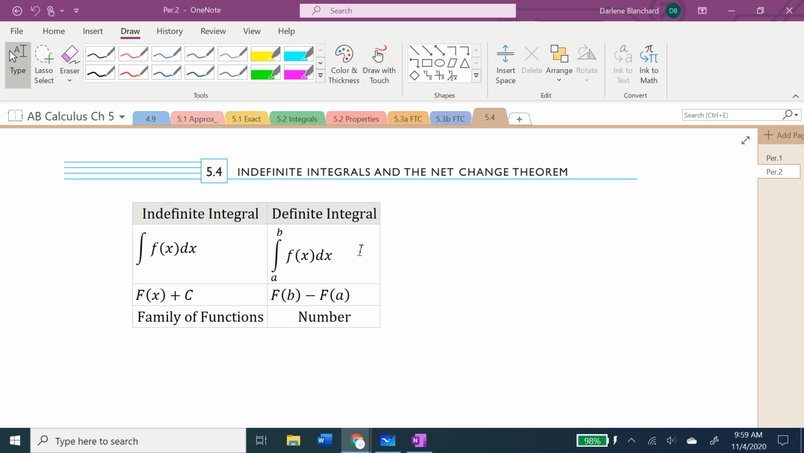And just to look at it side by side, a definite integral has an a and a b on it, and you get a number out of it, not a function or family of functions because of the plus c.